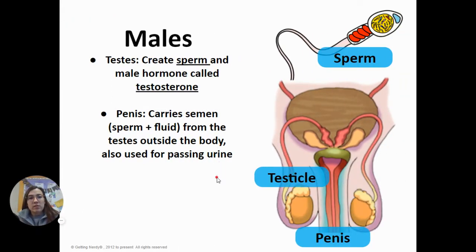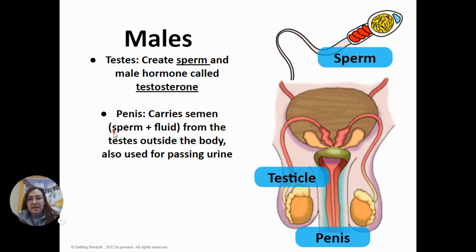When we look at males and the organs and body parts, we're going to focus on testes. Testes is plural for testicle. What they do is create sperm and testosterone. Testosterone is the male hormone. And remember, sperm is the male sex cell. So males have two testicles, and they each do the same job of creating sperm and testosterone.